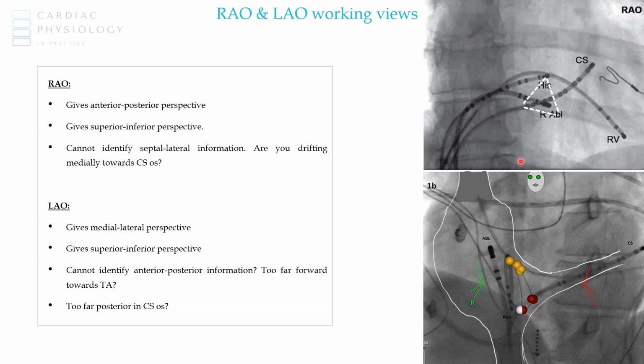But you can look at things such as your electrical data. Are you getting CS ectopics? Are the signals on your ablation catheter starting to look like your CS signals? Is your impedance going up? So there's other information to look at.